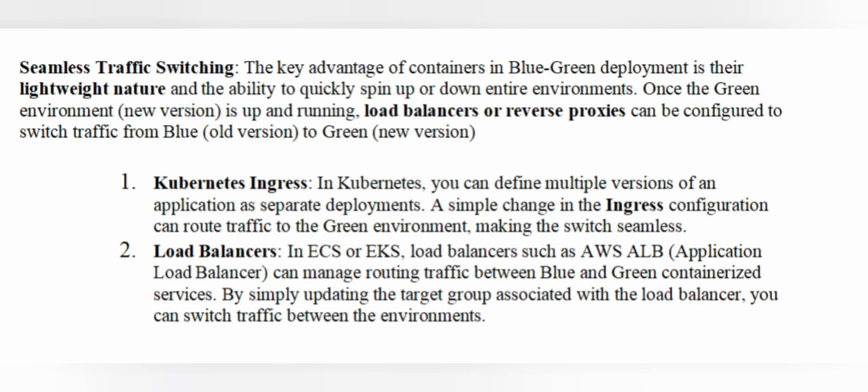The second is load balancers. In ECS or EKS, load balancers such as AWS ALB, that is Application Load Balancer, can manage routing traffic between blue and green containerized services by simply updating the target group associated with the load balancer. You can switch the traffic between the environments.